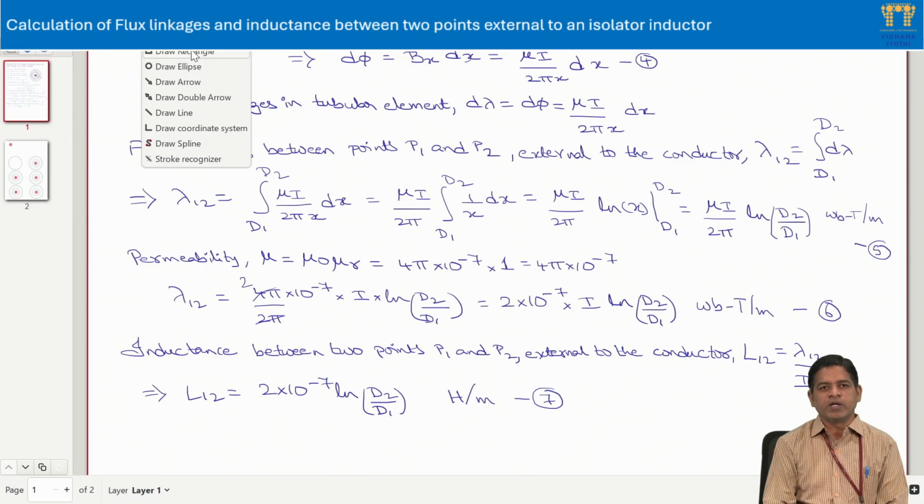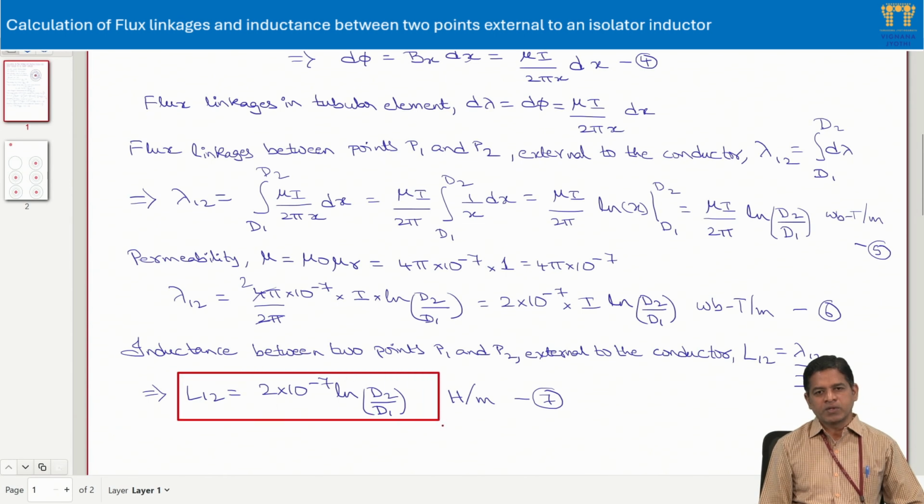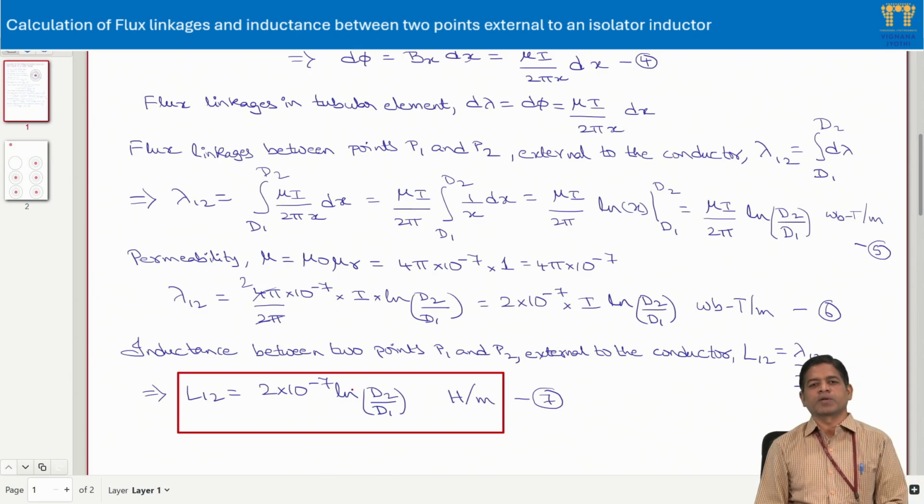So the ultimate equation now would be the one which I am showing here, that is L12 equal to 2 into 10 power minus 7 ln d2 by d1 Henry per meter. So that's it for today. In the next class, we will be discussing calculation of inductance of a single phase transmission line.